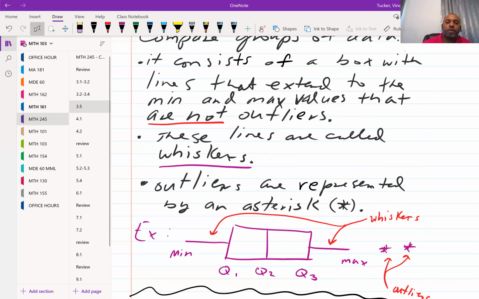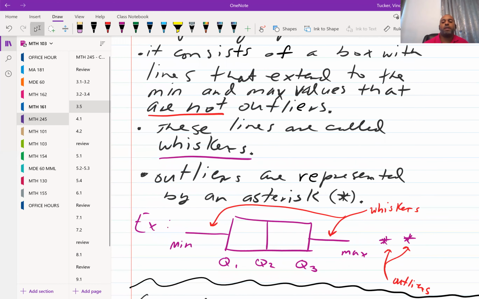All right, here's a generic example of a box plot. So you have your minimum, where you have Q1, Q2, Q3, which make up the lines of your box. And then you have these whiskers that extend out to the minimum and maximum value that are not outliers. And then we represent our outliers as just asterisks.